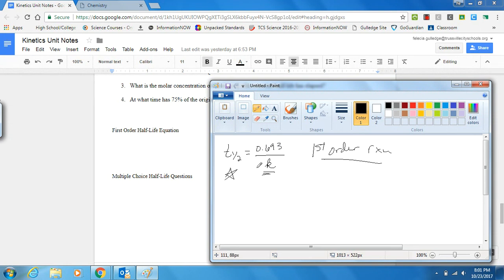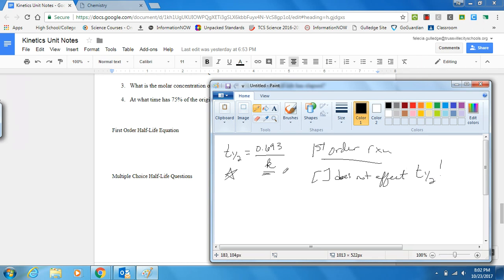Now, what do you see in this equation? You have 0.693, which is a constant. Well, the only thing that is not a constant is k. So, concentration is not in this equation. What that means is that concentration does not affect your half-life. Very important topic there.